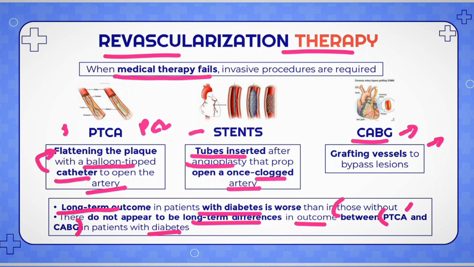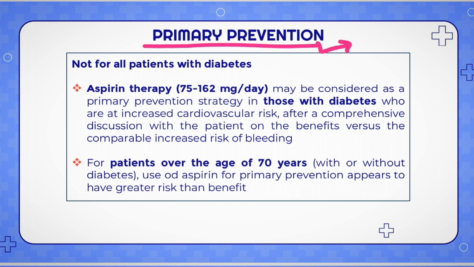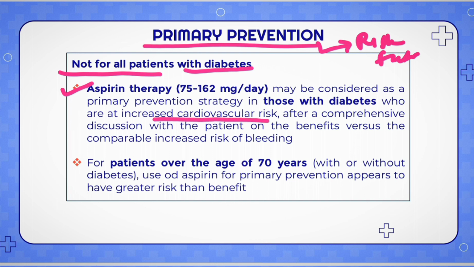Now let's discuss the primary prevention, when only risk factors are there and there is no development of disease. This primary prevention is not for all the patients who have diabetes. Aspirin therapy as primary prevention can be considered in diabetic patients who are at increased cardiovascular risk. So the use of aspirin therapy as a primary prevention strategy can be thought of for such persons.